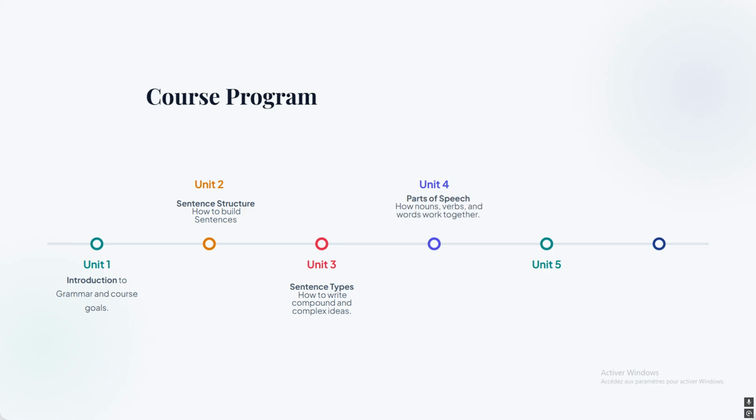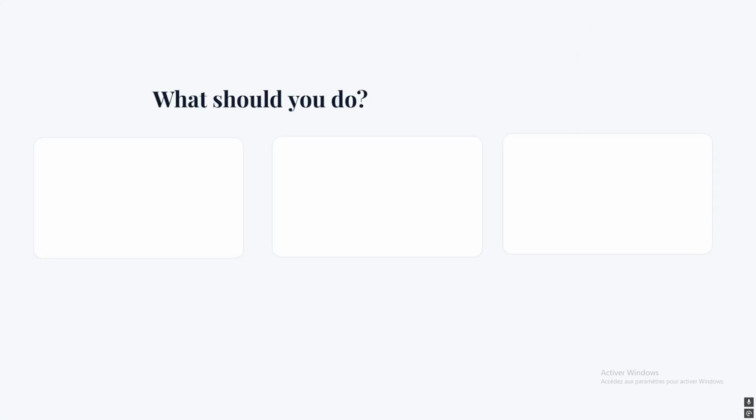Unit 4 is about parts of speech, which takes at least 8 sessions. It's about how nouns, verbs, and other words work together. And then Unit 5, English tenses, using time correctly: past, present, and future. It also takes about 8 sessions. And then the revision, for class review and practice for the final exam. Note that this program is a yearly program, so it's not about one semester.